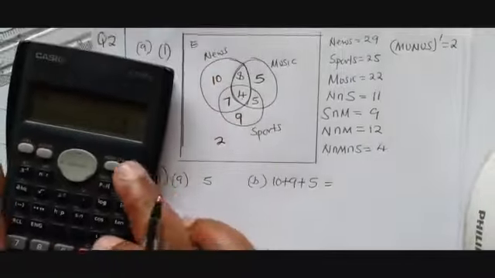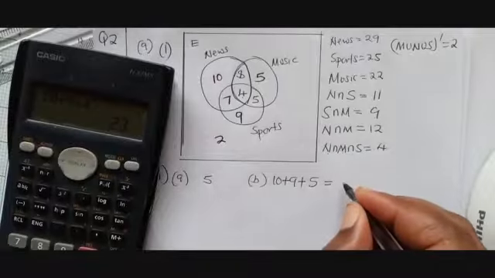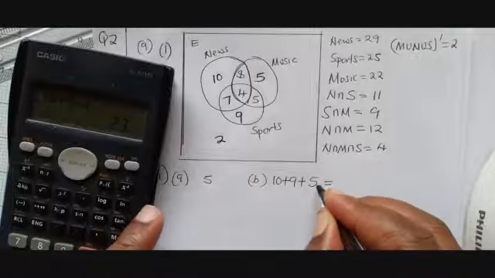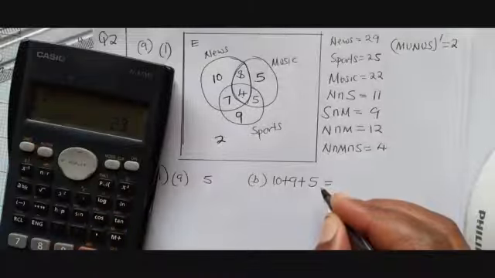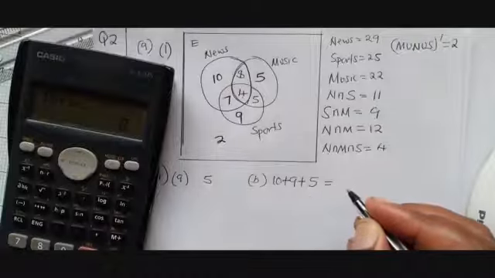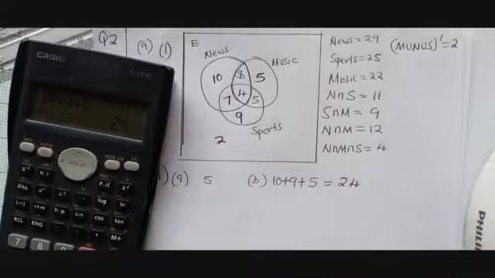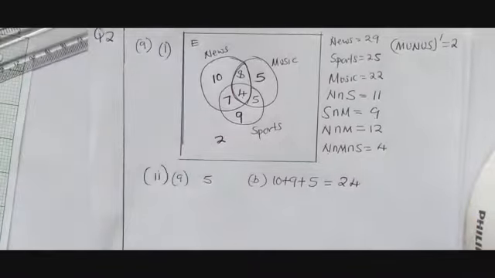If you are not sure, get your calculator and add. Say 10 plus 9 plus 4. You get 23, in fact, not 24, 23. Or here it's supposed to be 5. So you have 10 plus 9 plus 5. So you have your 24. That is our answer.